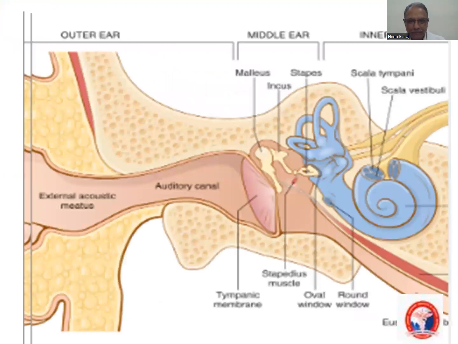To know the mechanism of hearing, it is essential to know the functional anatomy of the ear. The functional anatomy includes the outer ear, the middle ear, and the inner ear. The outer ear includes the external acoustic meatus and the auditory canal.